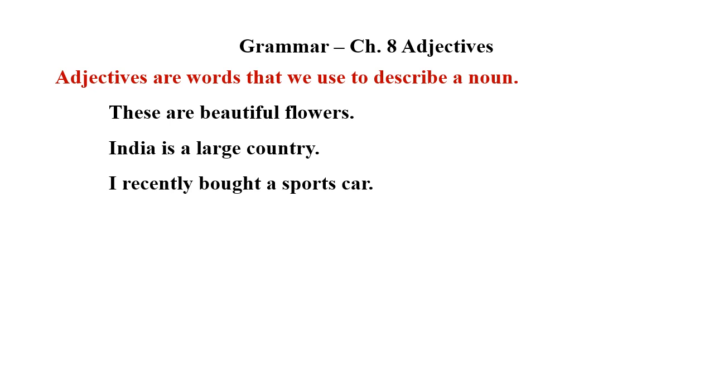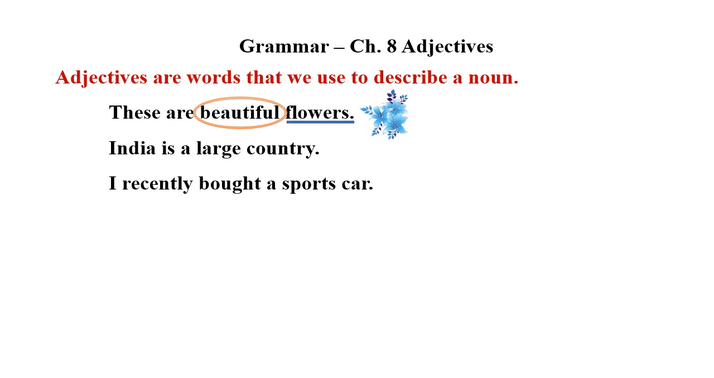Look at the first example. These are beautiful flowers. What is the noun in this sentence? It is flowers. And the word beautiful describes the flowers. So it is the adjective in this sentence. Remember, an adjective describes or gives some more information about a noun.